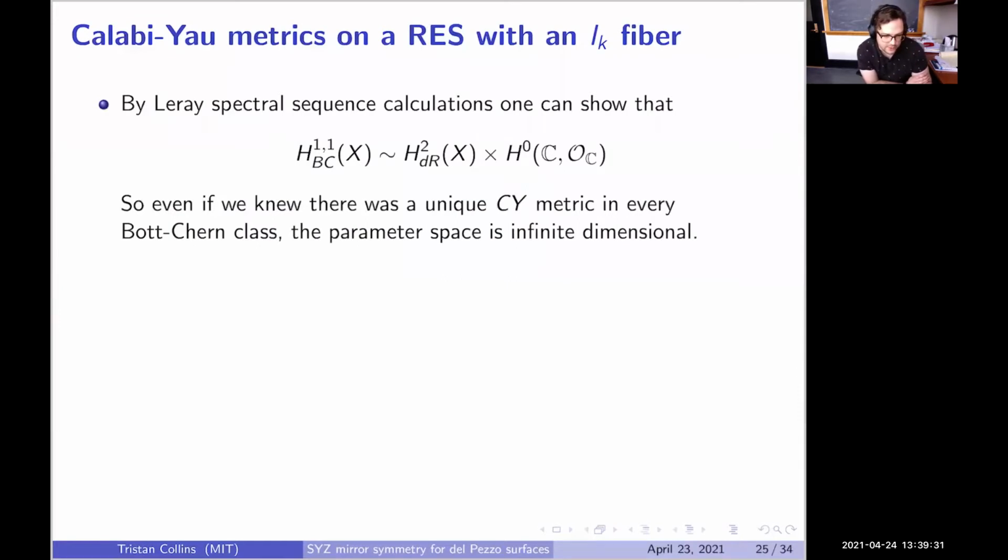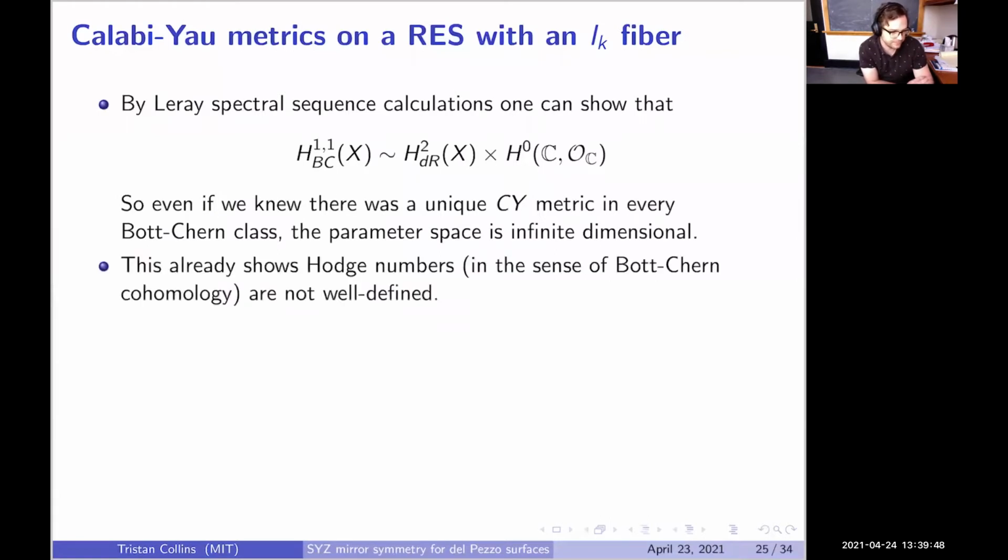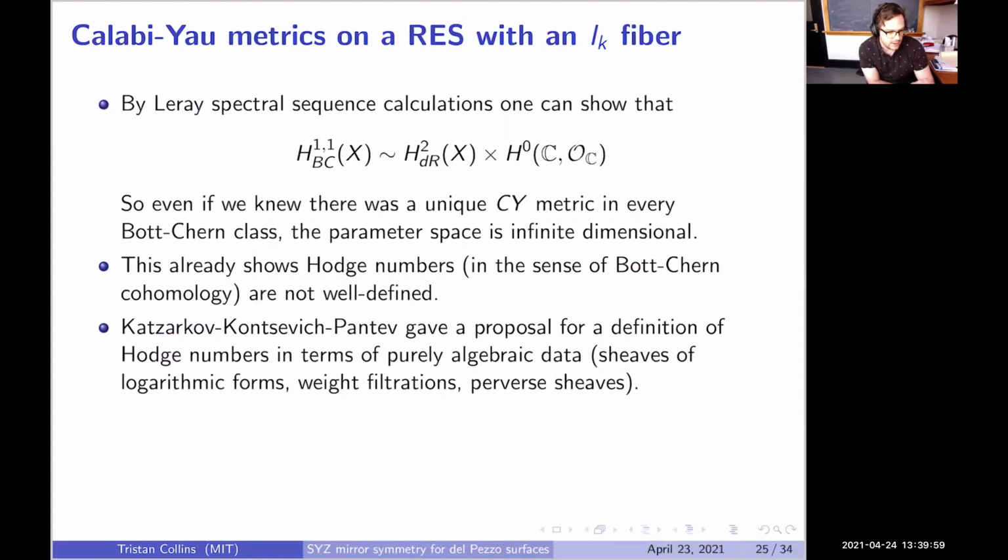So in particular, one needs a uniqueness theorem which is better than just uniqueness within the Bott-Chern cohomology class, because if you want to have a well-defined, well-behaved moduli space, you need to be able to cut out this infinite dimensional Bott-Chern contribution. So this already shows that Hodge numbers in the sense of Bott-Chern cohomology are not well defined, which was expected since it's a non-compact manifold. So this Kontsevich-Pantev proposal was to define Hodge numbers in terms of purely algebraic data. They used various things: sheaves of logarithmic forms, weight filtrations, perverse sheaves, etc.